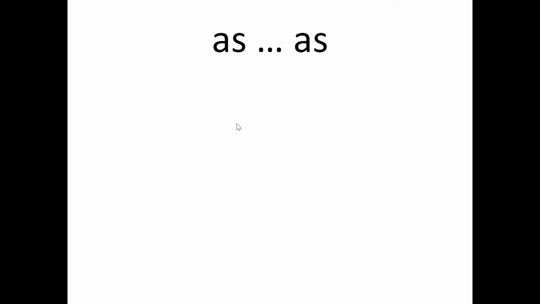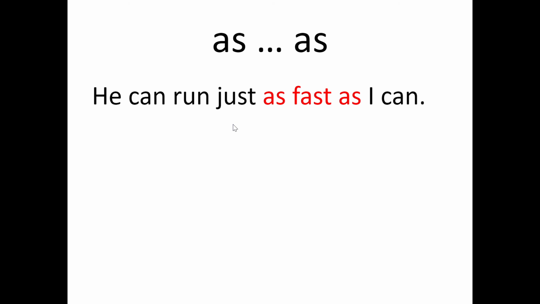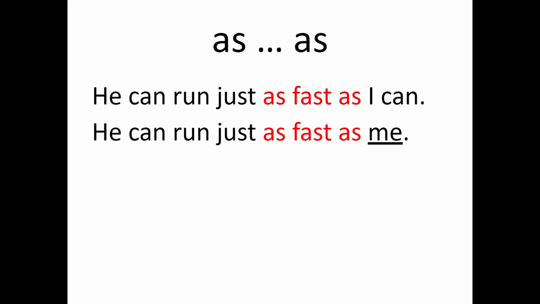We can also use as form if we want to say that two things are equal. For example, he can run just as fast as I can, meaning my running fast and his running fast are at the same level. And we would often use just here, just as fast as I can. You don't need the just, but it's used to emphasize that it's equal.